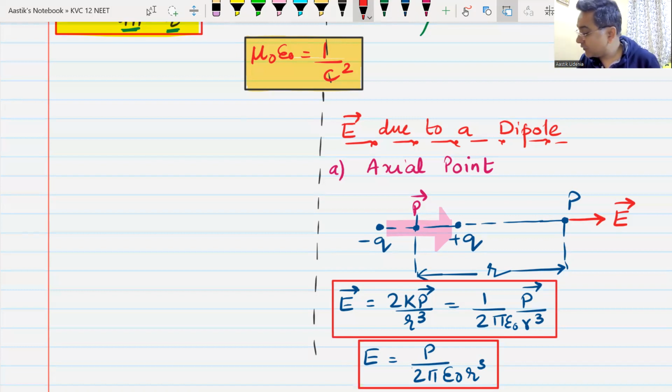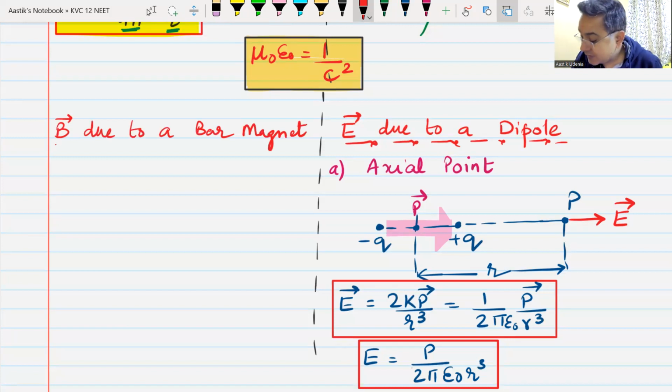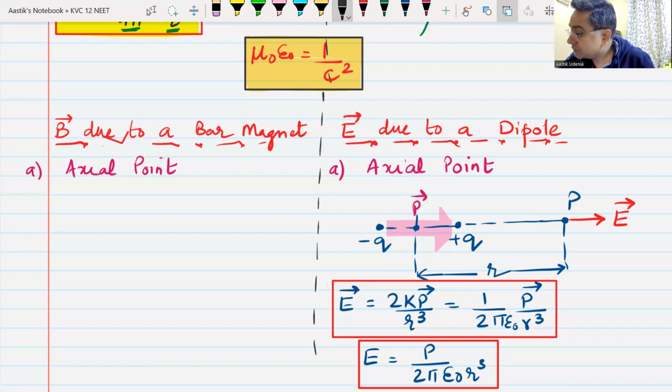On the right hand side, we are going to write the magnetic field due to a bar magnet. If you don't want to call it a bar magnet, you can call it a magnetic dipole. Magnetic field due to a bar magnet at point P, axial point. Can anyone tell me what will be the formula for this?